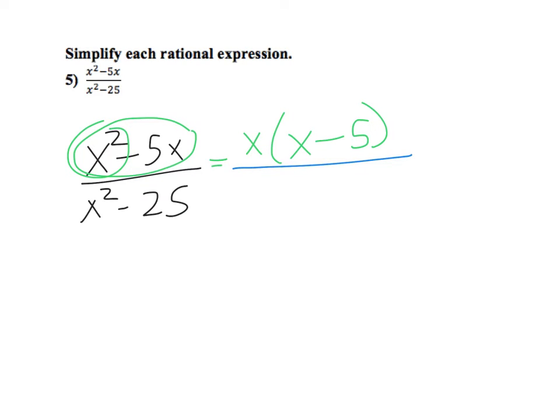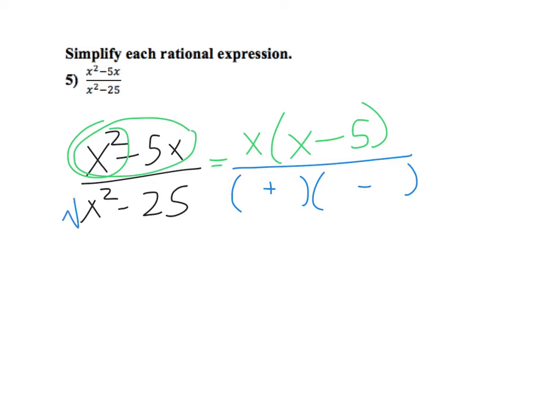On the bottom, we have x squared minus 25. Now, if you have an x squared and then you have another number being subtracted from it, you want to check and see if those two are perfect squares. If they are, you can do the difference of squares. Remember, if you do difference of squares, you have two factors. One is a plus and one is a minus in the middle.